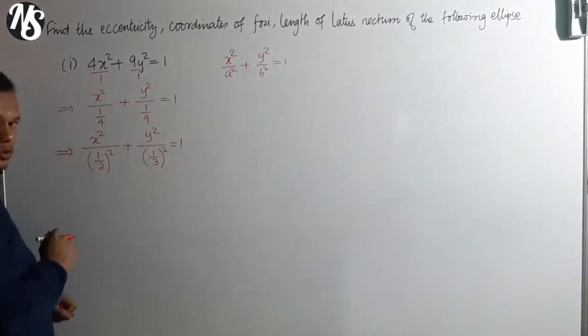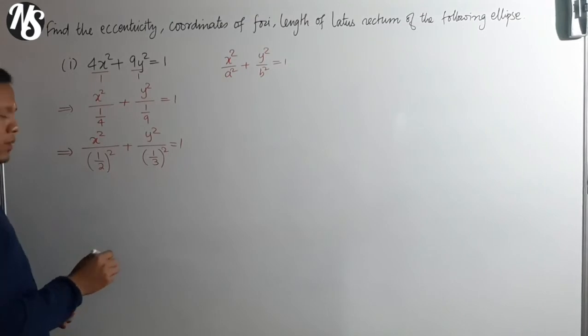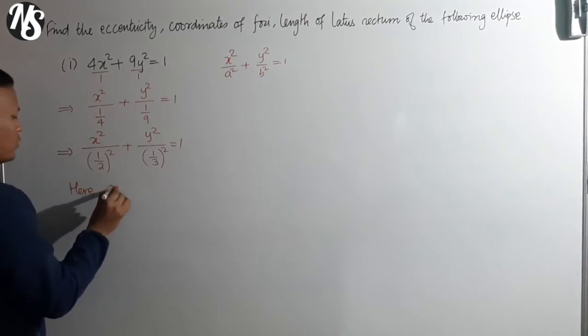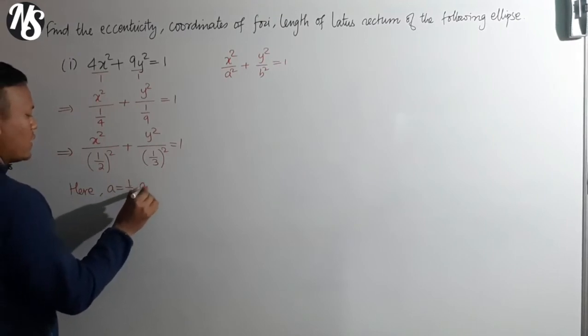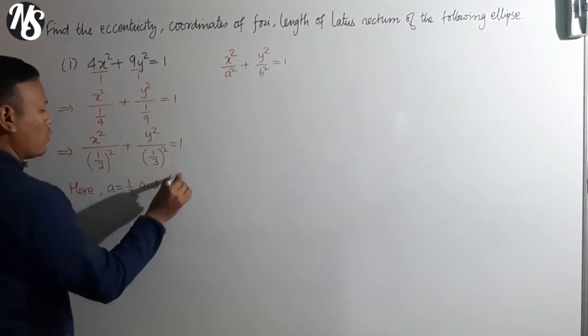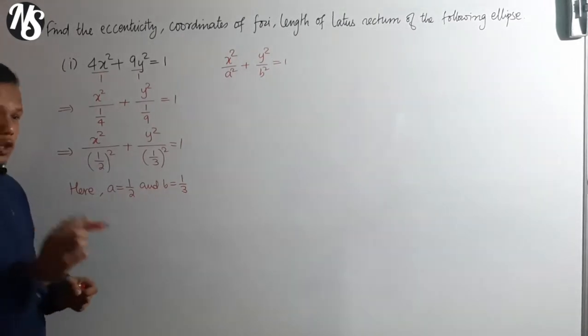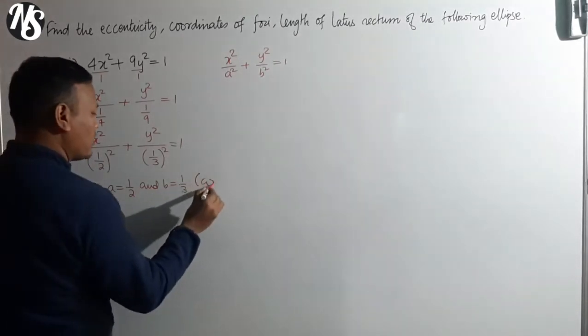A is 1 by 2 and what is B? B is 1 by 3. So here, A is 1 by 2 and B is 1 by 3. Now if I ask you which one is greater, you will see that A is greater than B.